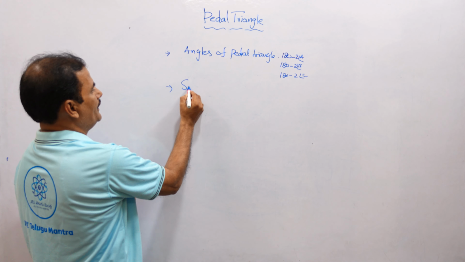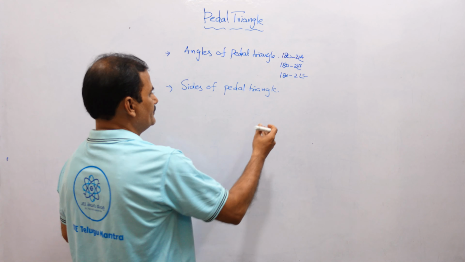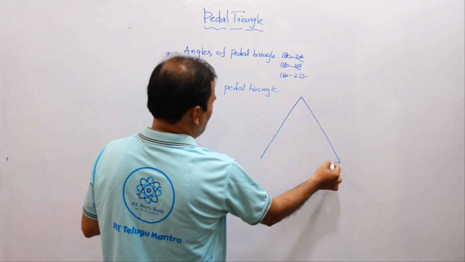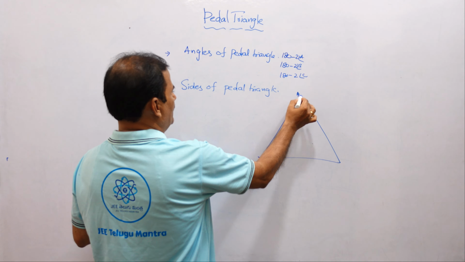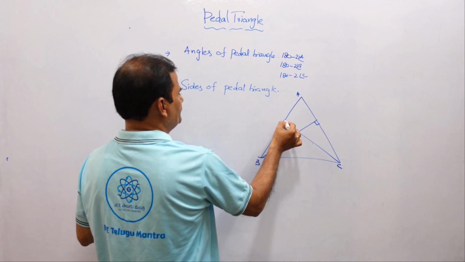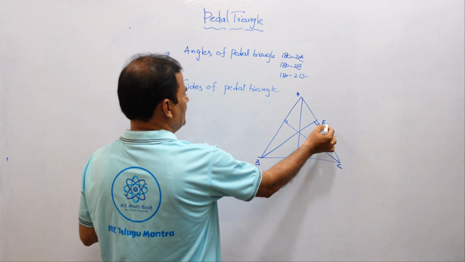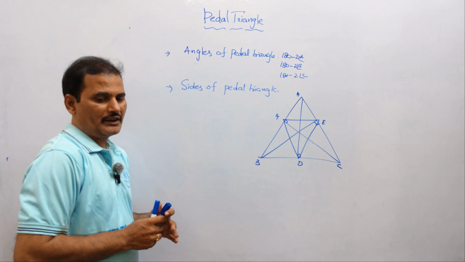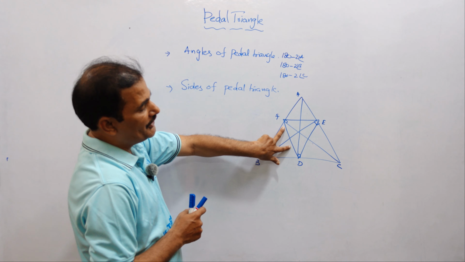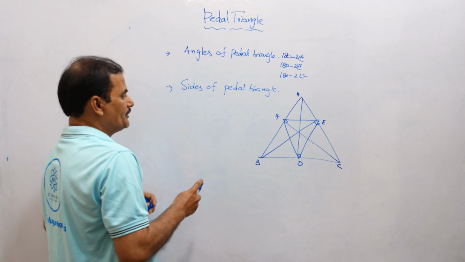Now our concept is the sides of the pedal triangle. Like in the previous part, we draw one diagram. Again, we draw the same diagram here. ABC is a triangle. These are the feet of the perpendiculars. This is D and this is E and this is F. This is called a pedal triangle. Now the sides of the pedal triangle. I want to find out the length DF.